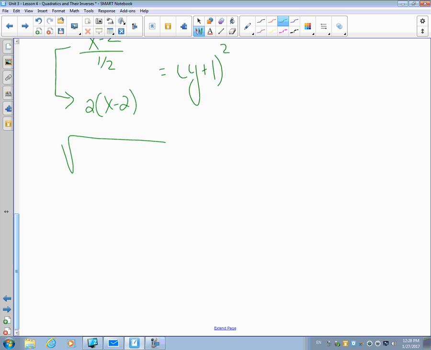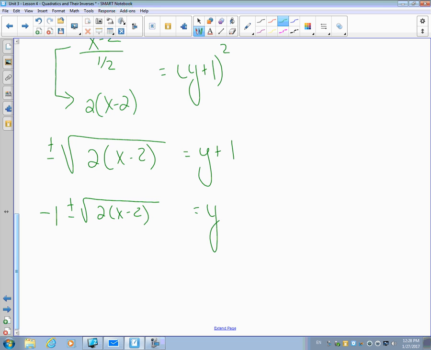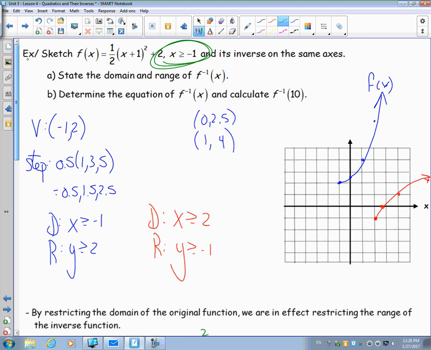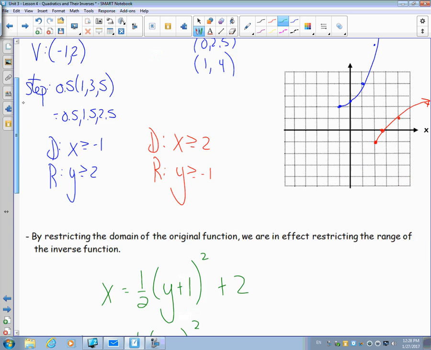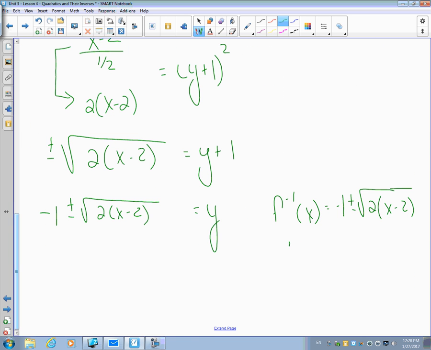Okay, undo my exponent. So the square root of 2 bracket x minus 2. Get the plus and minus in front. And then I bring that 1 over. And it becomes negative 1 plus minus root 2x minus 2. There's our inverse. Our inverse function is negative 1 plus minus root 2 bracket x minus 2. We're going to ask for something else. What else were we asked for? Find f inverse at 10. So let's do that. Function notation.